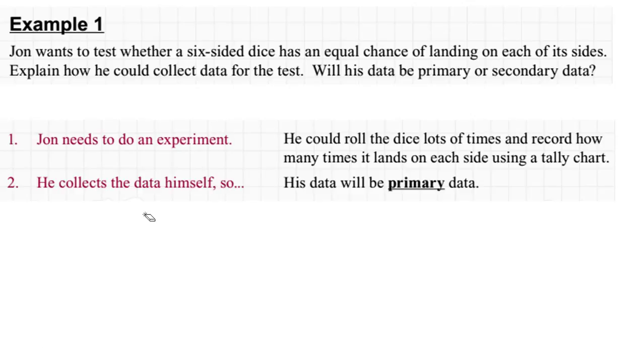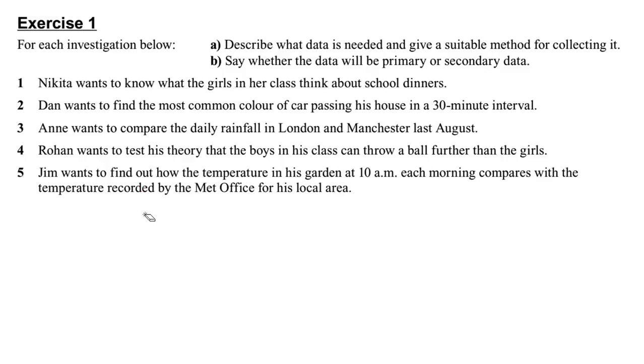Okay, all right, so what I want you to do now really quickly is try questions 1 all the way to 5. For each question, you have to do part A, which says describe what data is needed and give a suitable method for collecting it. Part 2, say whether the data will be primary or secondary. So for number 1, it says Nikita wants to know what the girls in her class think about school dinners. So you need to describe what data she will need and explain how she's going to collect that data and whether the data is primary or secondary. So I want you to pause the video and just try question 1 all the way to question 5.